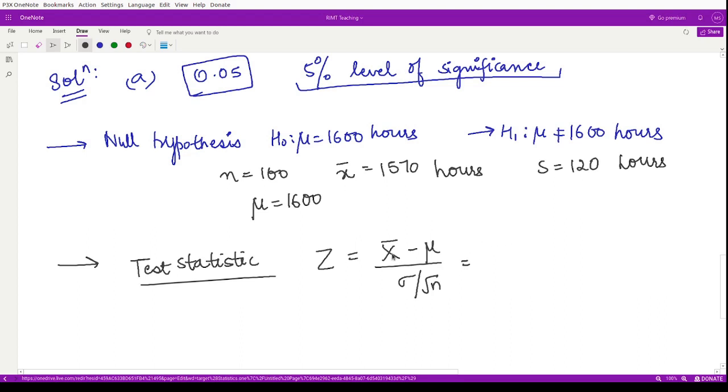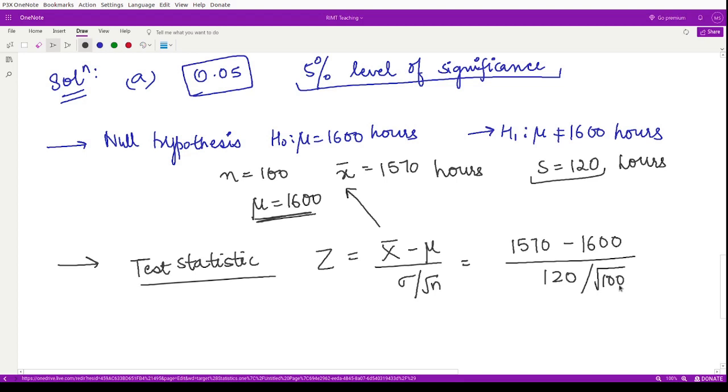We have the value of x bar, which is a random variable corresponding to the sample mean. So this is the value 1570, minus the mean of the population which we wanted to test, 1600, divided by sigma, the standard deviation, which is 120, divided by the square root of the number of elements in the sample, which is 100. So basically this is S only, the standard deviation of the sample itself.